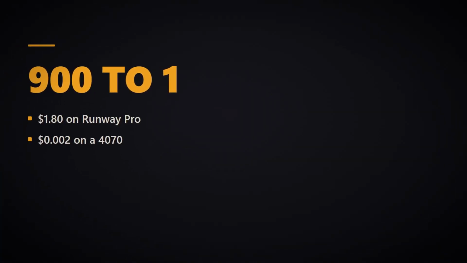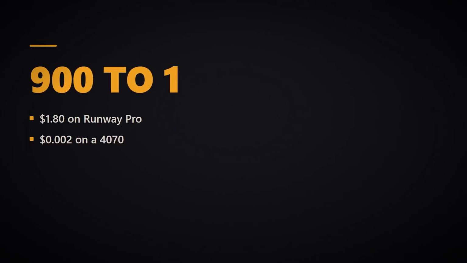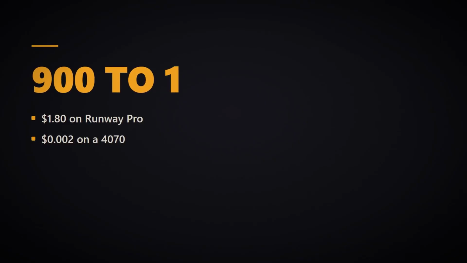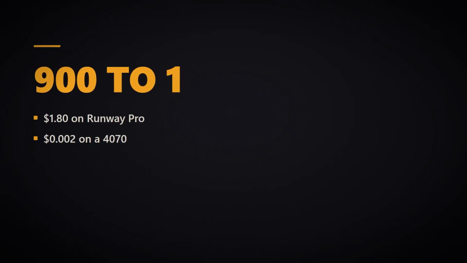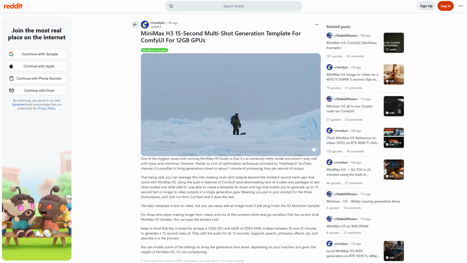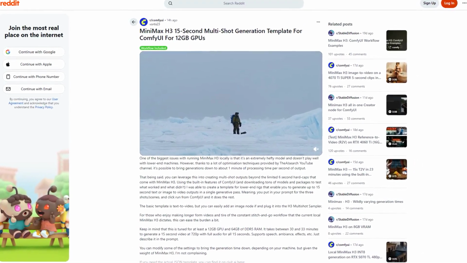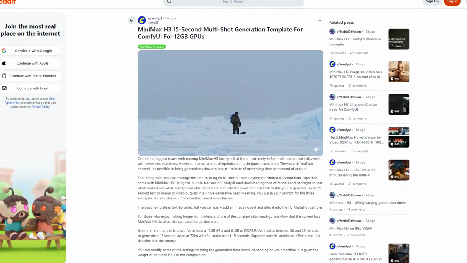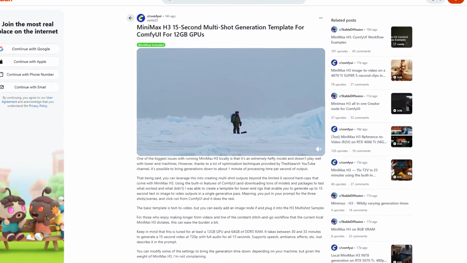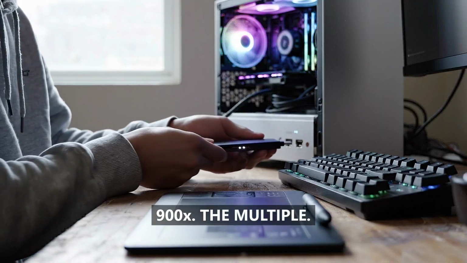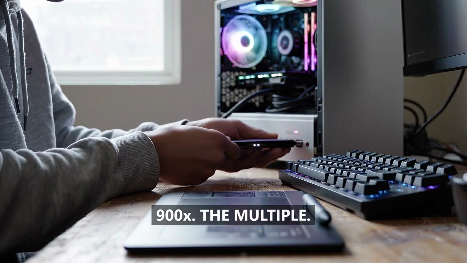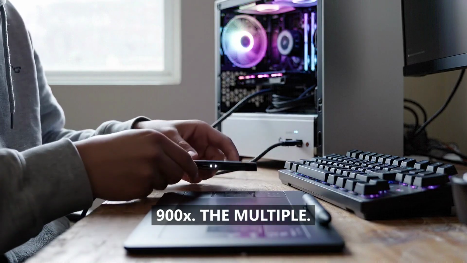So the headline: 15-second multi-shot vertical video, the exact shape that fills Meta Reels and TikTok and YouTube Shorts, the exact slot your ad account is buying right now, has a new marginal cost, 0.2 cents, down from $1.80 on Runway Pro. 900 to 1. 900 times cheaper than the tier most founders are currently paying for.